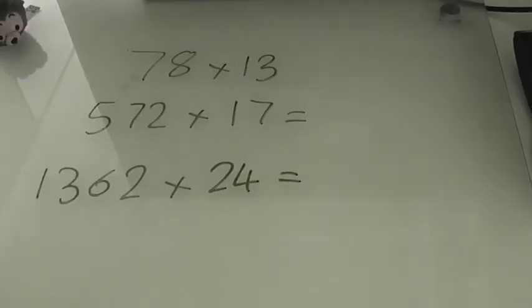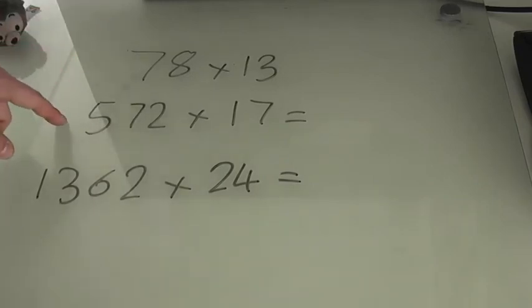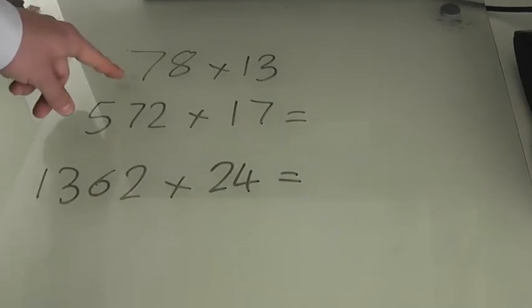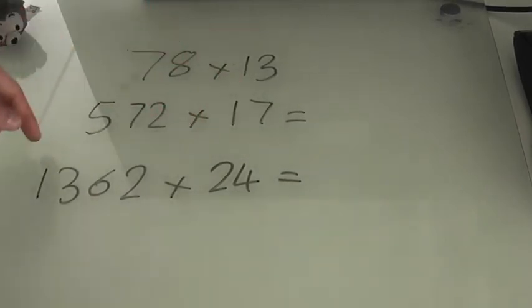Okay, so as you can see, I've put some questions down. We've got 78 times by 13, we've got 572 times by 17, and we've got 1,362 times by 24. So as you can see, they're slowly getting harder. If you just want to have a go at this one first, the 2-digit times 2-digit, to practice your method, and then have a go at these ones later, this one is your big challenge at the bottom. Right, let's have a go at the first one then.